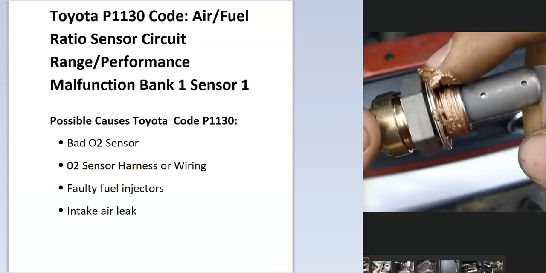So today I'm talking about a Toyota with the P1130 code, what it is and how you go about fixing it. So what is a Toyota P1130 code? Well, it's an air fuel ratio sensor circuit range performance malfunction, bank one, sensor one. And what does this mean?